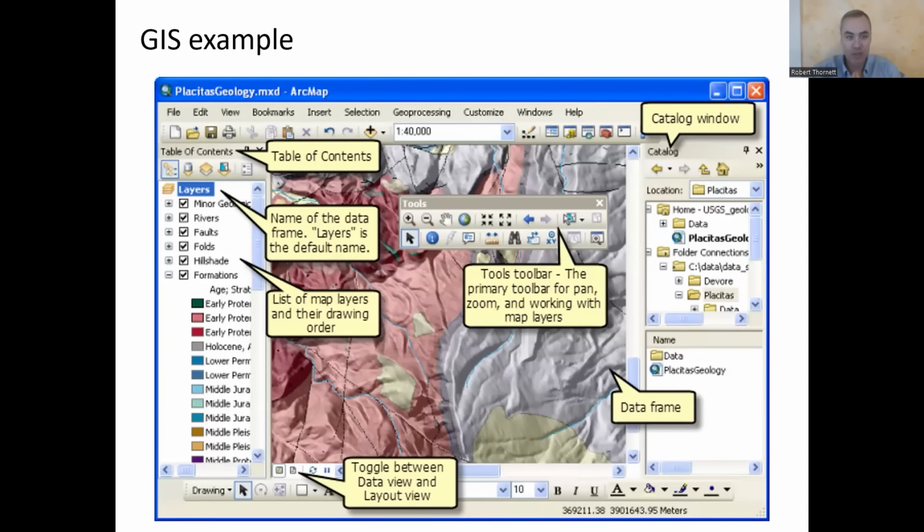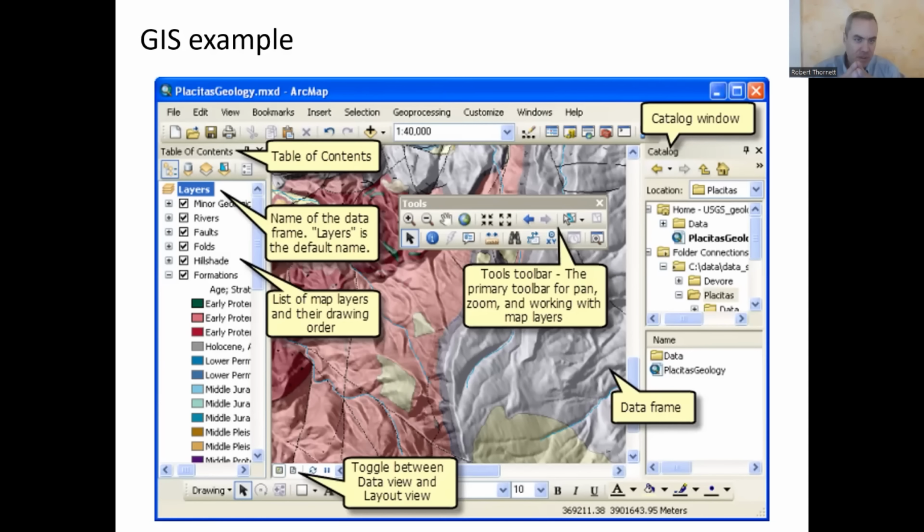Not of Starbucks, but of rock formations. So you can see on the left here, this is software called ArcMap. It's made by Esri, which is like the Microsoft of GIS, so to speak, the big company that makes most of the software. You have your many layers of data on the left.